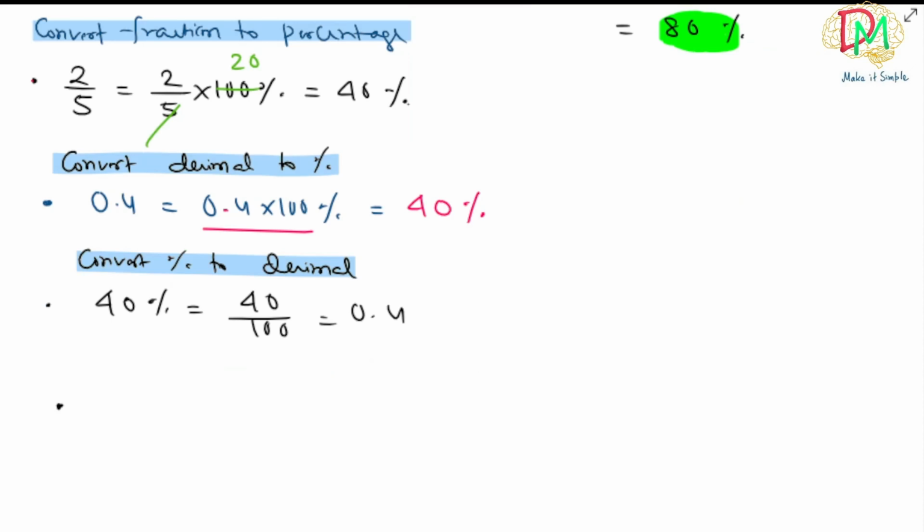Now we learn to convert percentage to fraction. Let's take one example, that is 40%. You can convert it to 40 by 100. Then you simplify it, 2 by 5. Okay.